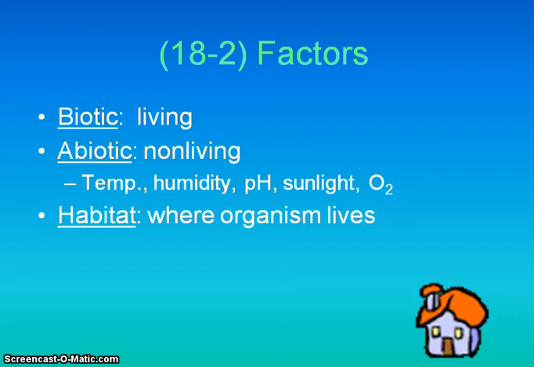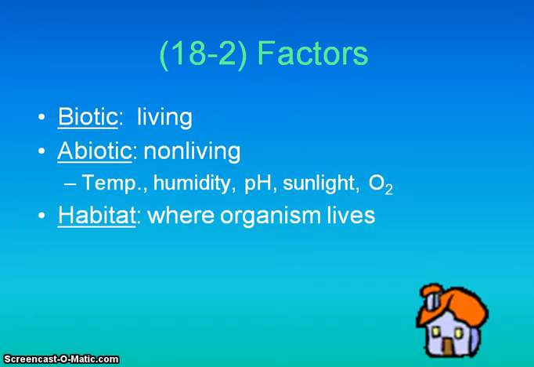Chapter 18, Section 2 talks about some of the environmental factors. These would be both biotic, which are living, and abiotic, which are non-living, such as temperature, humidity, pH, sunlight, oxygen. And those factors are not independent of one another. They are related. For instance, the availability of nitrogen in the soil is going to affect how fast plants can grow. And then plants will affect how much nitrogen is available by absorbing certain amounts of it through their root systems. So those factors are related to each other.